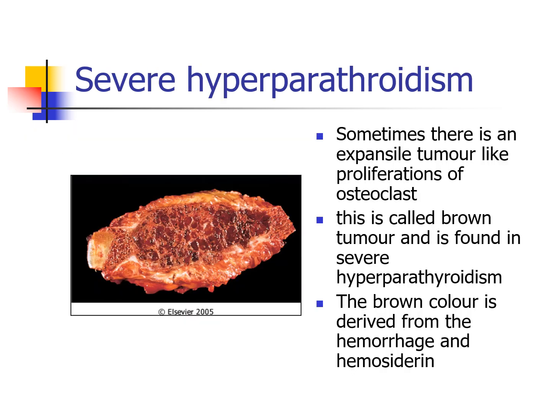In severe hyperparathyroidism, there can be an expansile tumor composed of proliferation of osteoclasts, hemorrhage, and hemosiderin. This is called brown tumor.